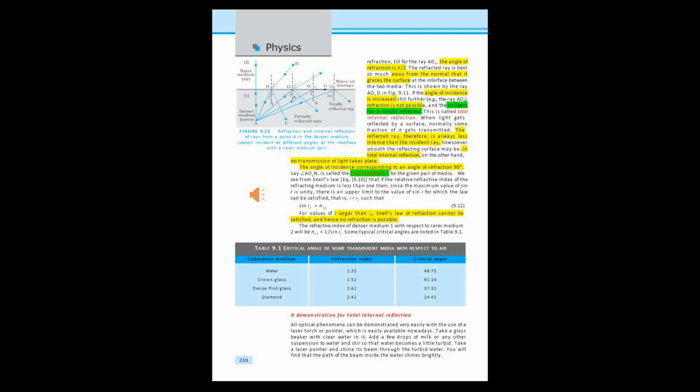A demonstration for total internal reflection. All optical phenomena can be demonstrated very easily with the use of a laser torch or pointer, which is easily available nowadays. Take a glass beaker with clear water in it. Add a few drops of milk or any other suspension to water and stir so that water becomes a little turbid. Take a laser pointer and shine its beam through the turbid water. You will find that the path of the beam inside the water shines brightly.